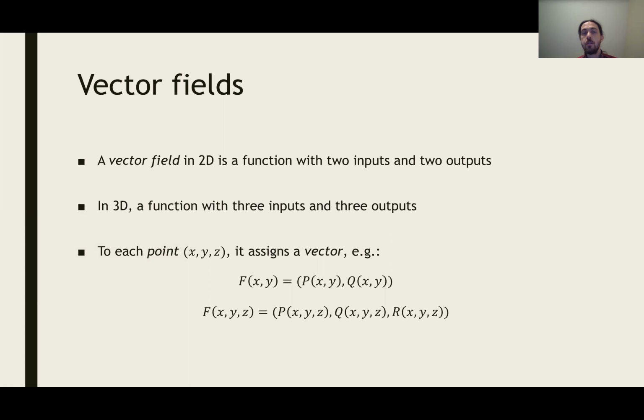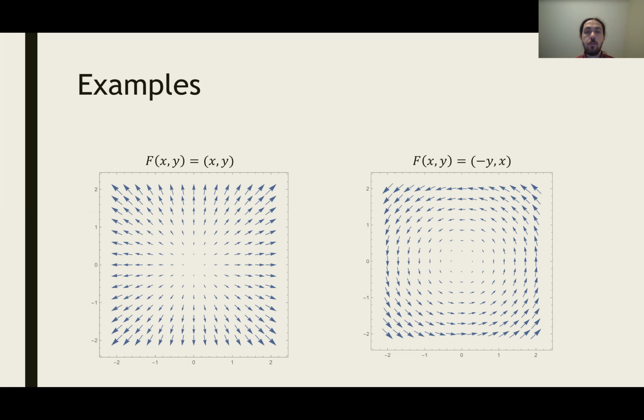A vector field in 2D is a function with 2 inputs and 2 outputs, and in 3D it's a function with 3 inputs and 3 outputs. What it does is, at every position inside space, it assigns a vector at that point. So we've got, for example, these two examples of vector fields in 2D.